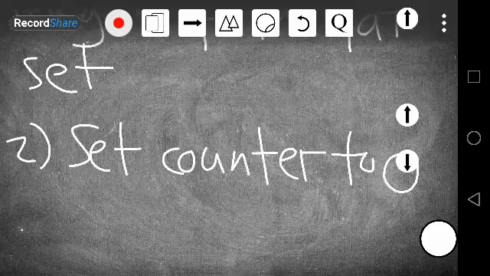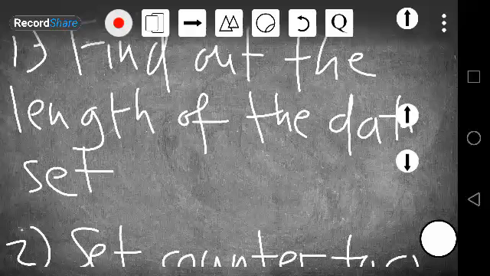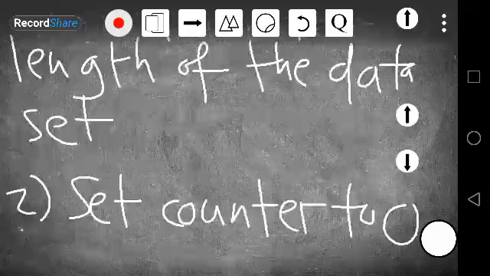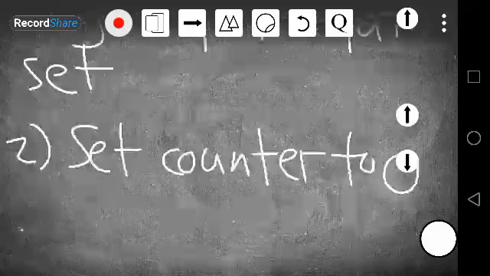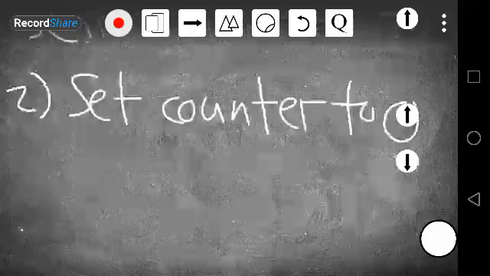Okay, so by finding out the length of the data set, we need to know where our counter should stop. If the data set has got 6 elements, it has to be defined at the start that our data set's length is 6. All right, so the counter will be going from 0 up to 6. Then by setting the counter to 0, we are ensuring that the search starts at the beginning of the data set.